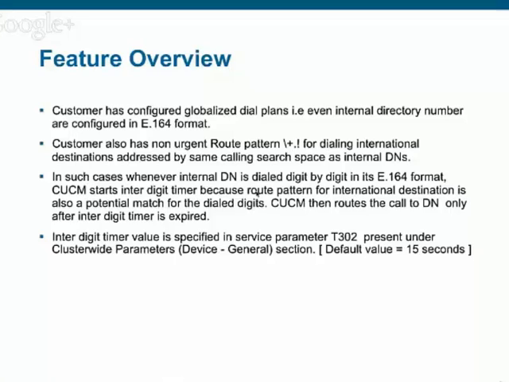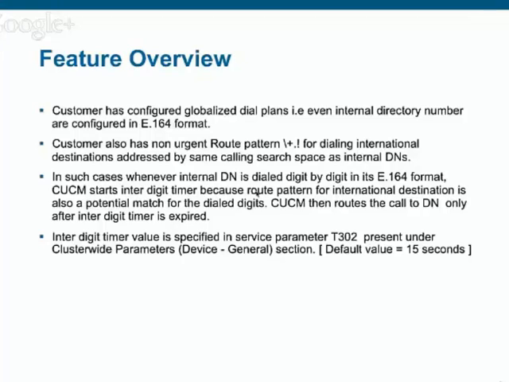Because the route pattern is plus dot bang, which basically means any number which starts with a plus. So CUCM is still not sure if you have completed dialing the digits. So in this case, it waits for 15 seconds, and only after 15 seconds does it decide, okay, the user has completed dialing the numbers. So I can take the numbers that he has dialed till now as the complete set of numbers that he wished to dial, and based on that, CUCM is going to route the call out.